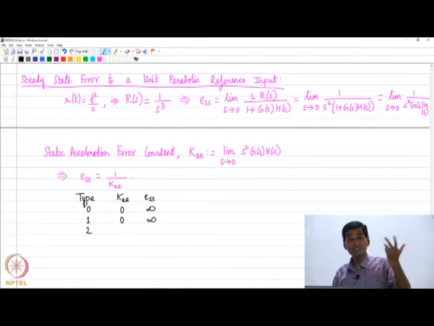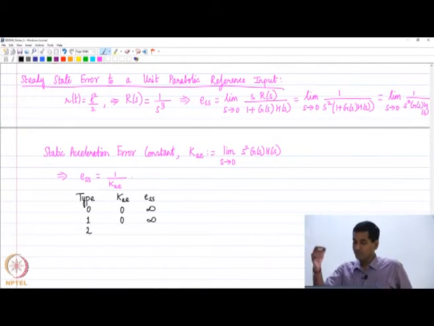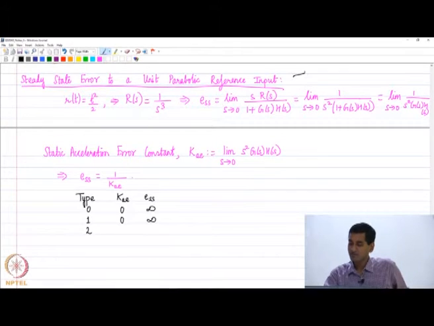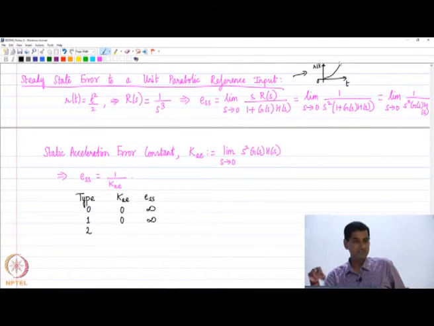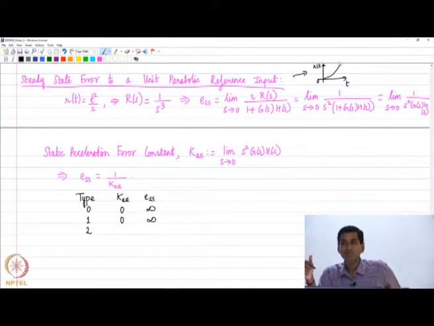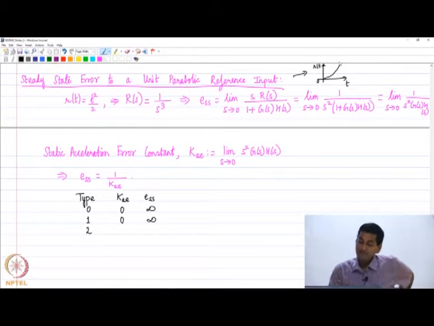So if you want to see what a parabolic reference input looks like, if you plot r of t versus t, t squared by 2 is going to increase something like this. So that's a parabolic input. Once again, it's an unbounded input, please remember that. But if you want to track that input, I need at least type 2 or higher.